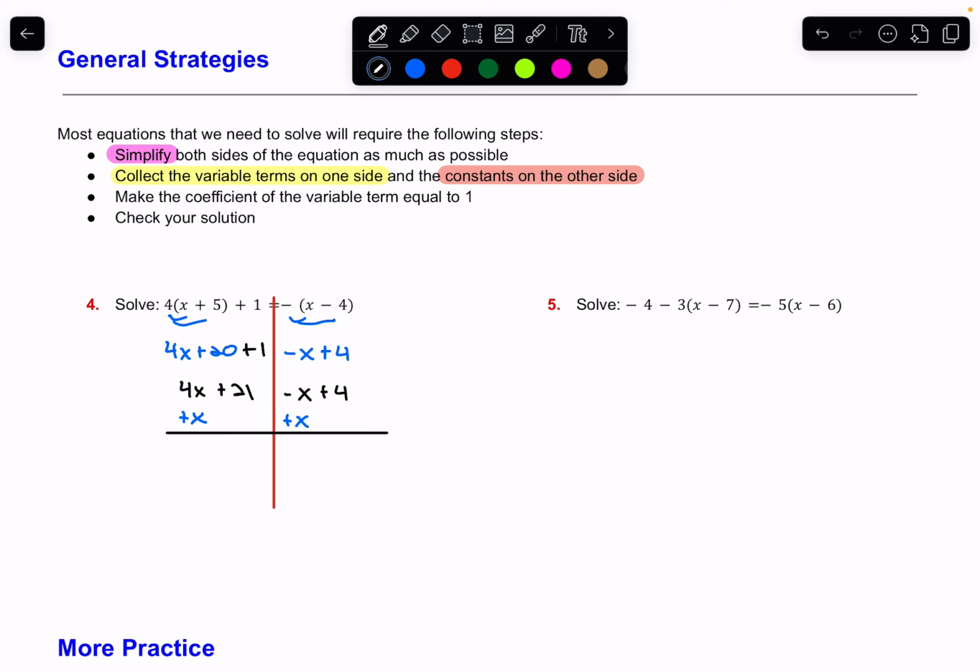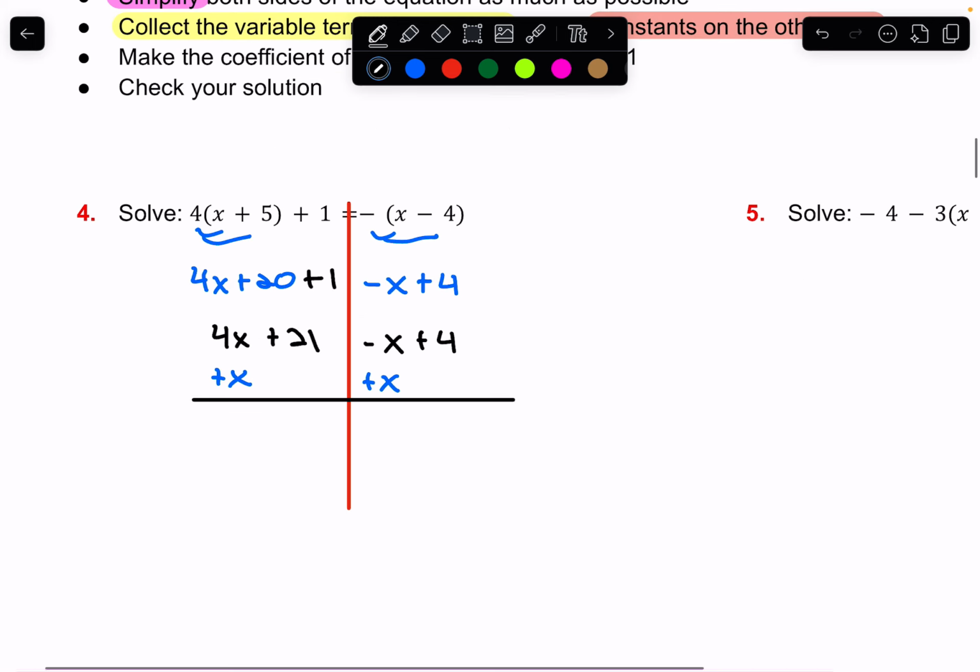What happens here, and I don't know why I didn't zoom in, is that negative x and positive x on the right side cancel each other out. They are additive inverses, so I get a 0 there. And then on the left side, 4x plus x is 5x, and I still have this plus 21, and on the other side, I still have a plus 4.